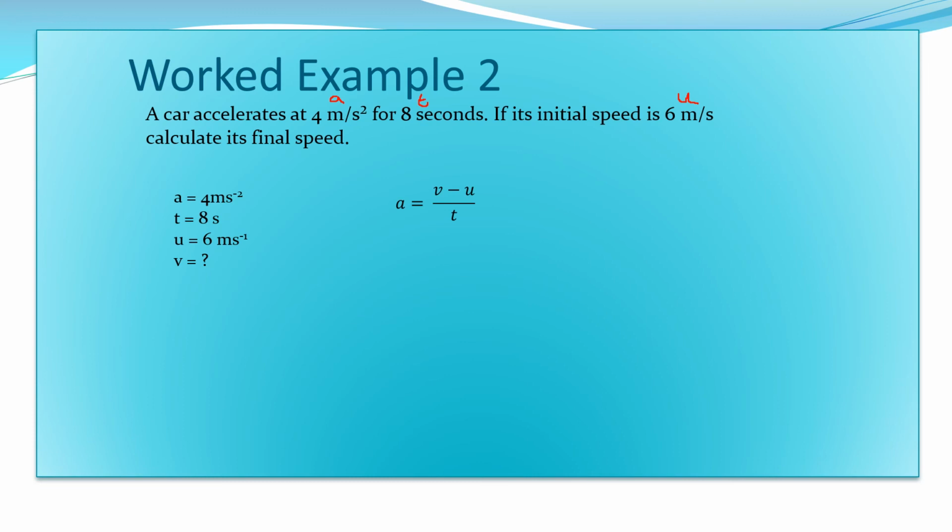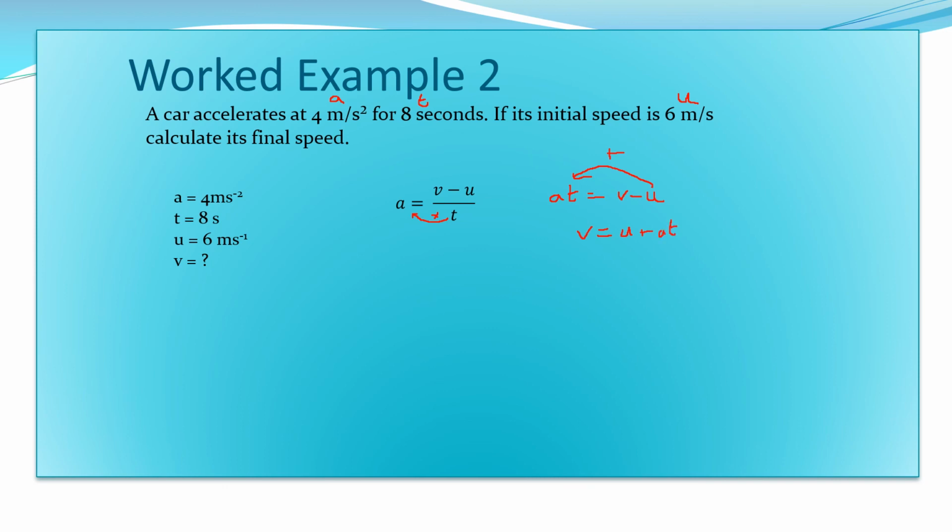Now, that's our normal equation for acceleration. We need to rearrange this though to get the final speed instead. You can go through this process of how to rearrange it if you wanted. We'd move this t over here and it would become a times, and that would give us a t equals v minus u. Then we'd say, I need this v by itself, so we'll move this u over and it will become a plus, so that then would give us v equals u plus a t.